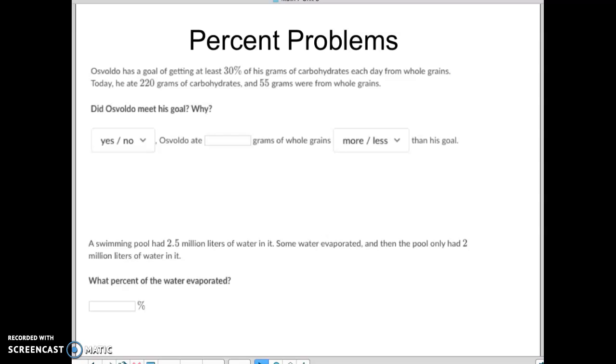So today we are working with percent problems. That's the first one we're going to do. We have a second one to do as well.